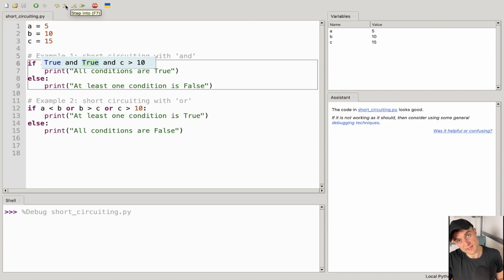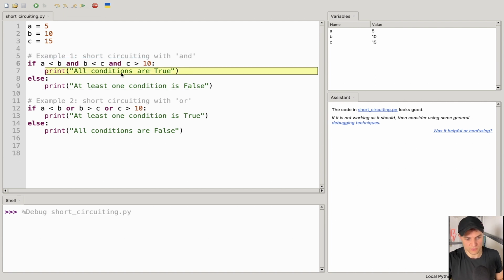So I need again to check the last one. Then the last is 15 greater than 10, of course. So this is true. You see, my friend? True, true, true. This time, no short circuiting has happened because I had to come to the bottom of this Boolean expression. Cool. So it's going to print all conditions are true.